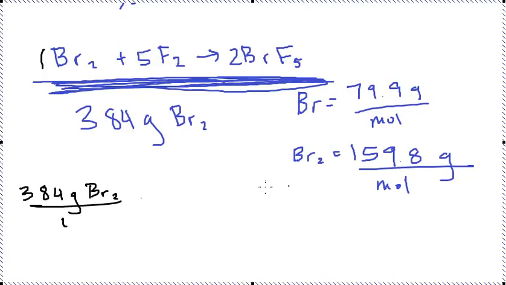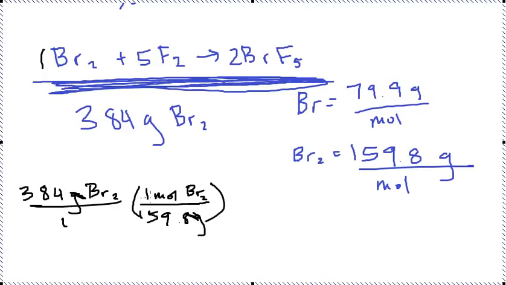I would divide. I would put the 159.8 grams on the bottom because I've got grams on top. I want grams on the bottom. I want to kill those guys. And I get 1 mole of bromine, or Br2 at least. So 2.4 moles. All right, so about 2, like we said. So now that I have moles, see how grams cancel out with grams?